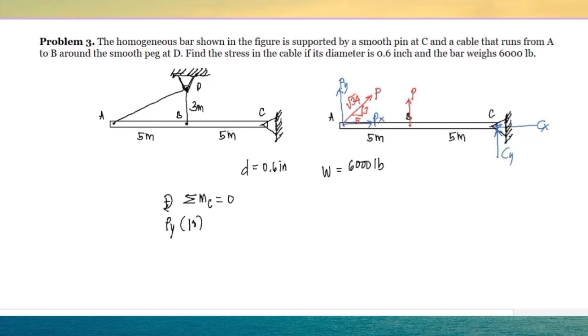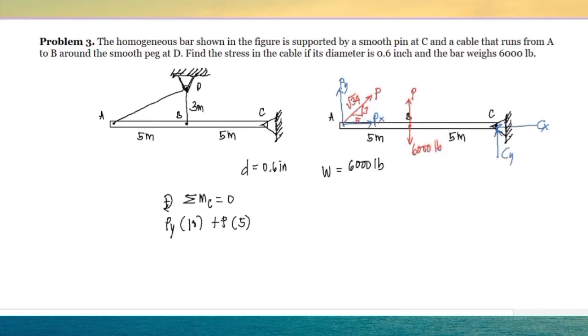And Px passes through point C, therefore Px will not create a moment. And the force P here at point B will create a clockwise rotation, so that's P multiplied by the perpendicular distance, which is 5 meters. And the weight of the bar: it is acting at the centroid, of course, that is 5 meters from point A and 5 meters from point C, and this is 6,000 pounds.